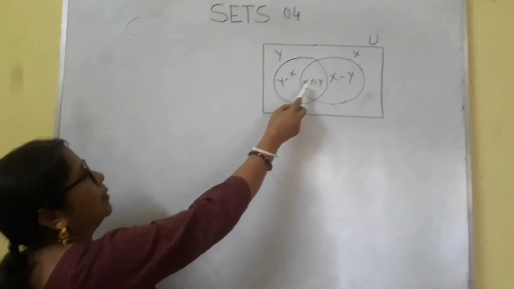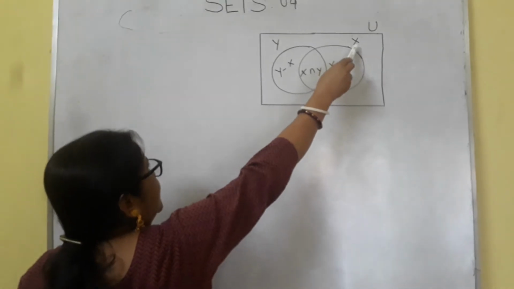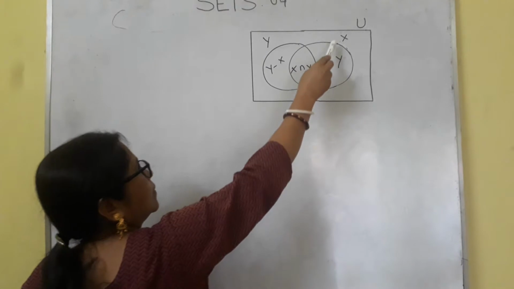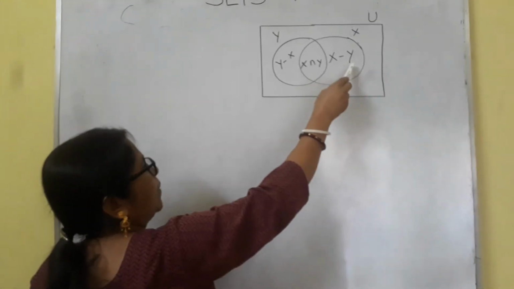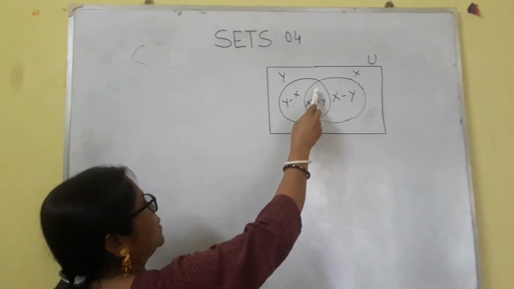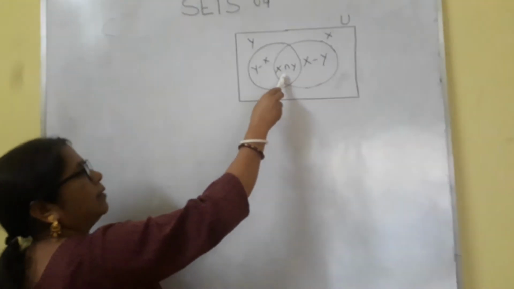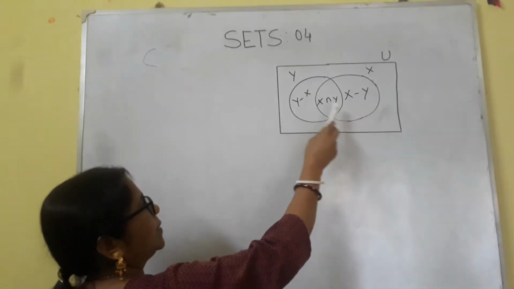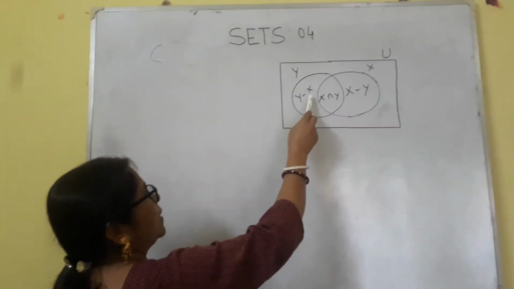Today we will learn about some practical problems based on union and intersection of sets. Suppose X is a finite set. So this part, X minus Y, means the difference between X and Y. This part, X intersection Y, means the common part between X and Y. This is Y minus X.